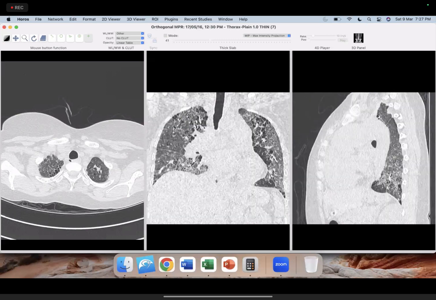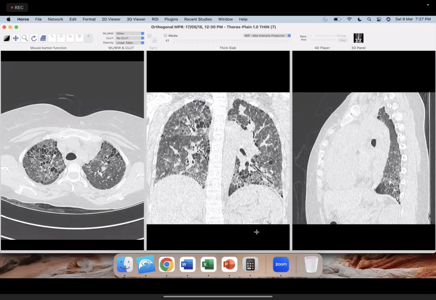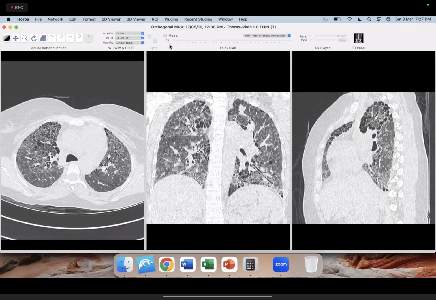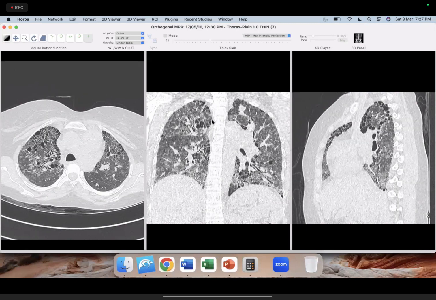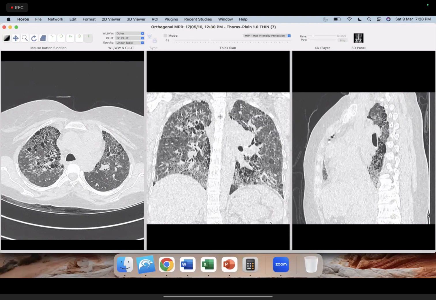So what do you think of this? Somebody says just ILD. Okay, yeah, all cases are going to be ILD. Okay, CTD-related ILD, right? Because of the anterior upper lobe sign, that's what you think? Okay. So first of all, remember, again you see honeycombing.